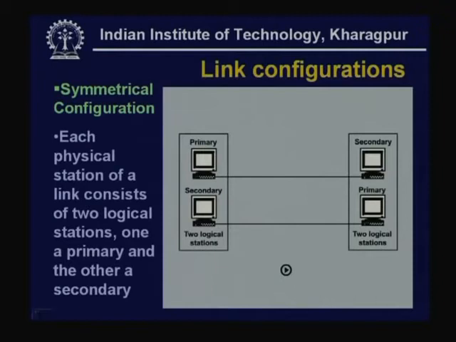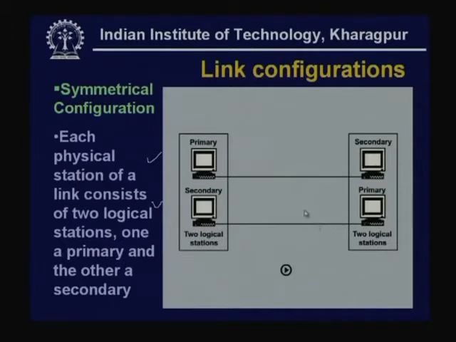The second link configuration is known as the symmetrical configuration. In the symmetrical configuration, each physical station of a link consists of 2 logical stations, one primary and one secondary. So, you see here you have a single physical station, however, functionally it has 2 logical stations. One is primary, another is secondary, and as a result you have a symmetrical configuration. The primary is connected to the secondary on the other side, and the primary on the other side is connected to the secondary of this side. So, these 2 logical stations communicate with another station which also has 2 logical stations.